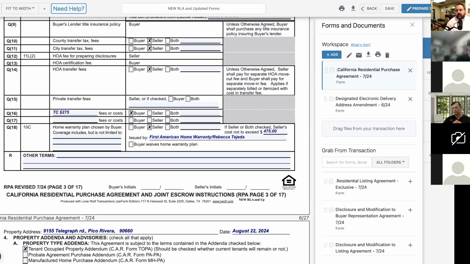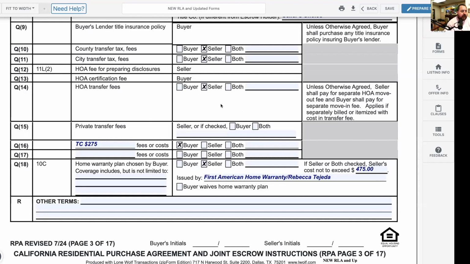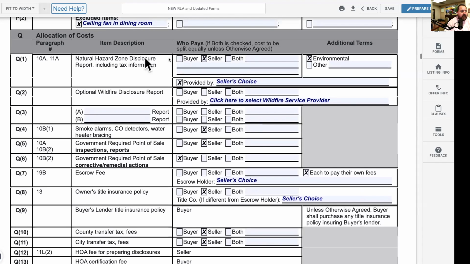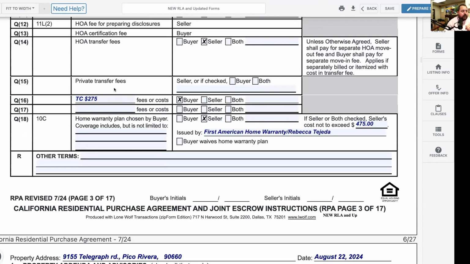Okay. So again, you should be seeing right now the RPA, and it's on paragraph 3Q and 3R that we're looking at. We went through those, the fees that are being paid. And again, this section, 3Q, is all of the allocation of costs, who pays for what. These are Q16 and 17, which are open, the things that may not be addressed in the contract that you can attach. And then the home warranty section.